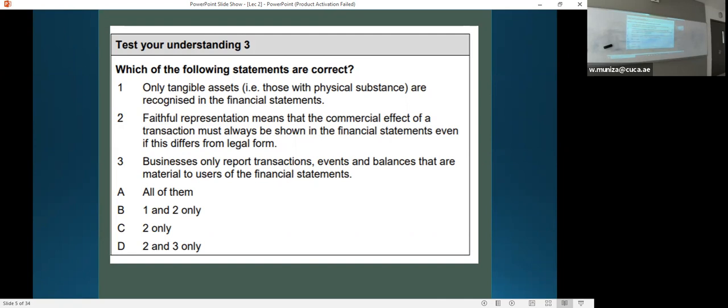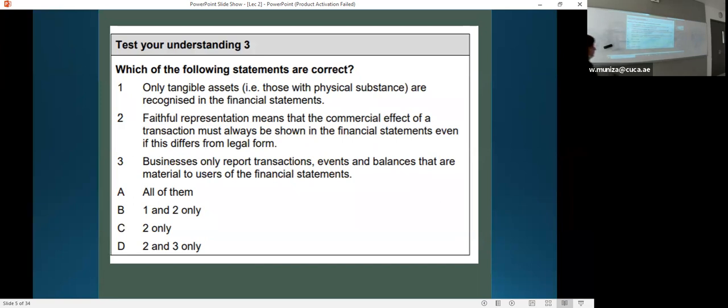Yes, dear, please ask. Faithful representation is also required, and this is not the meaning of faithful representation. I mean, it should be a quality of financial statements, right? Yes, it should be a quality of the financial statements, but it is not the meaning which they have represented. It is substance over form.